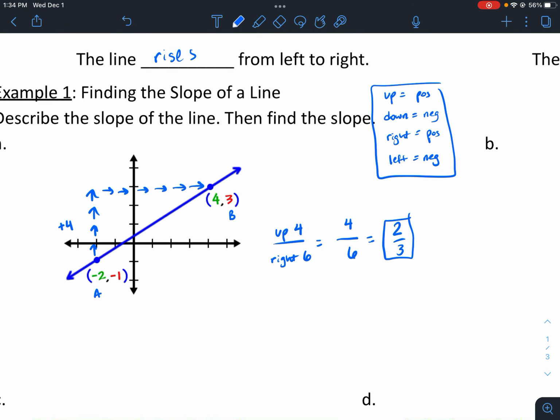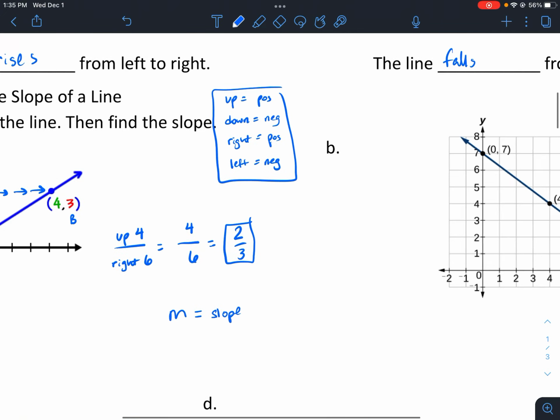The variable you'll see quite a bit is the variable m. M means slope. I don't know why they chose to use the letter M for slope, but that's just how they say what slope is. Okay, so how much it goes up and down from point to point, that is how you find slope.